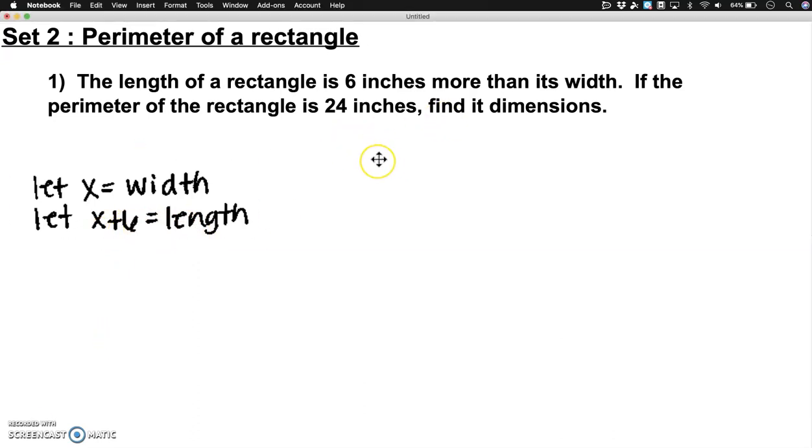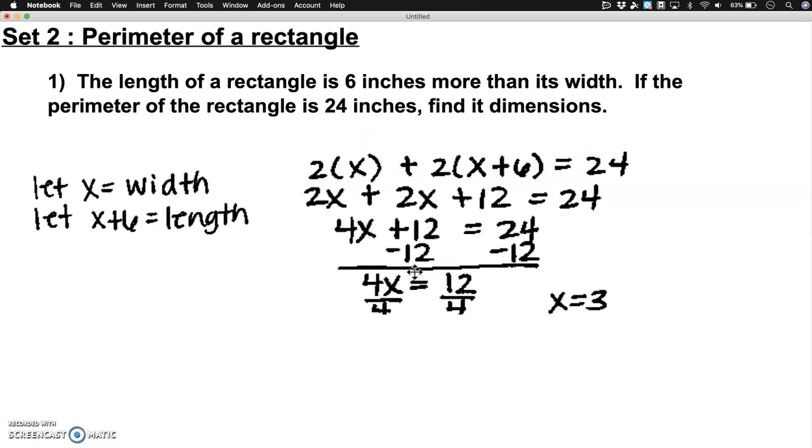Next, we have to think about what the perimeter would look like. Perimeter is adding all 4 sides of the rectangle. Right now, we only have 2 sides defined, but we know in a rectangle that opposite sides are congruent. So we have 2 sides that are x and 2 sides that have x plus 6 as their length. And so all of that together is equal to 24. We distribute and solve, and we get that x is 3.